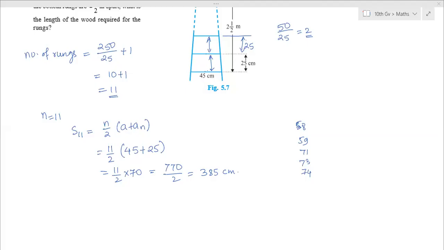Any doubts in yesterday's homework? The 57th one. 57.